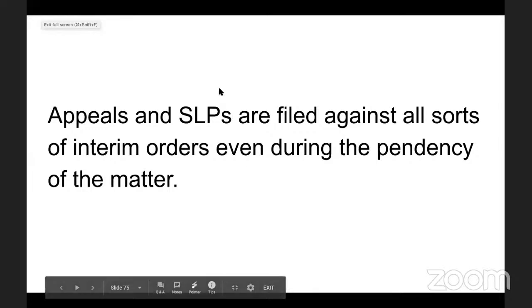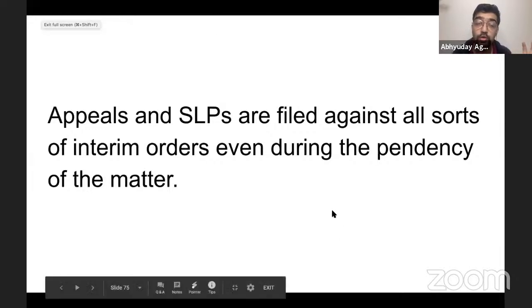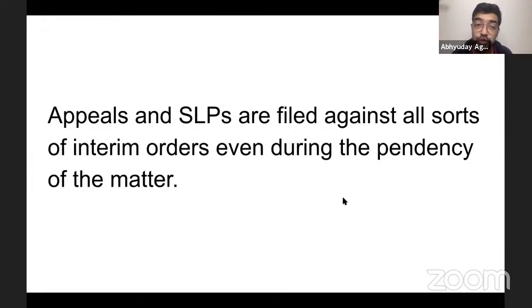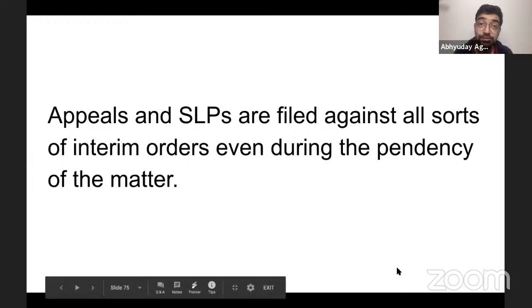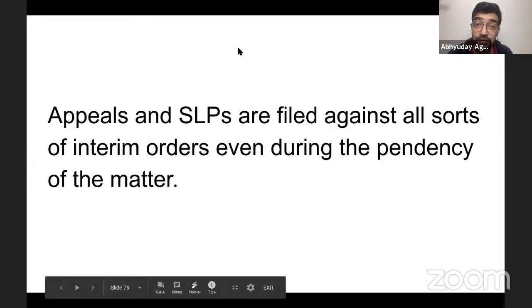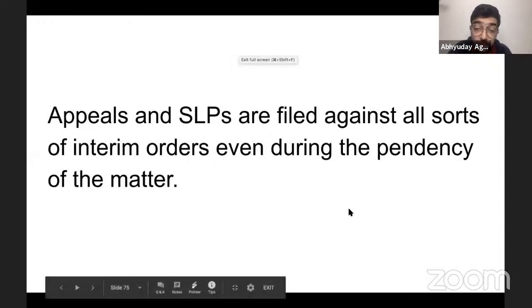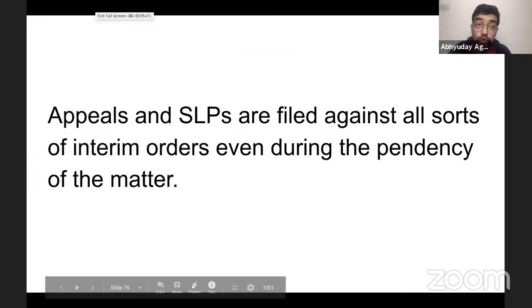So the thing is that any matter, before it even completes, okay, can go to Supreme Court in the middle only, through appeal or through special leave petition. And this can happen even in a civil matter or a criminal matter before trial is completed. You know what trial is? Trial is the stage where all the evidence and everything is taken. This can be completed even before. Okay, so you will have interim applications, SLPs against interim relief going to Supreme Court.